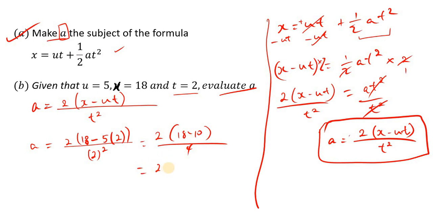So it's going to be 2 times 8 over 4, and since we're multiplying these two quantities in the numerator, we can divide by the denominator. So 4 and 4 goes, 8 over 4 goes twice, 2 times 2, which is actually what? 4. So a is equal to 4.